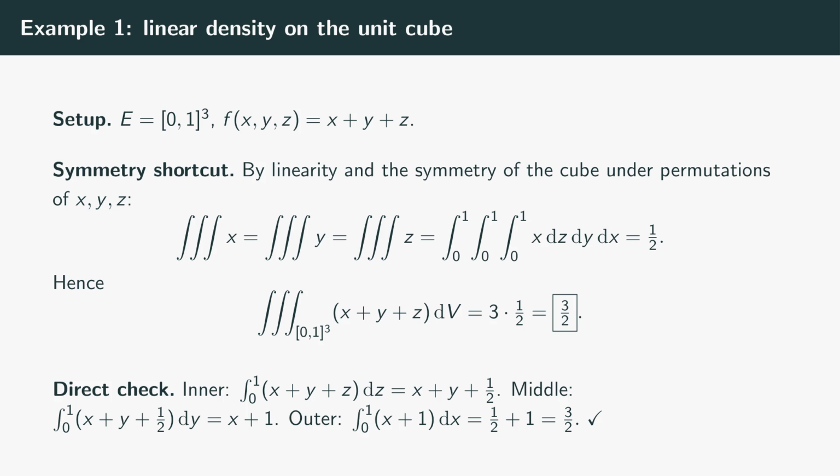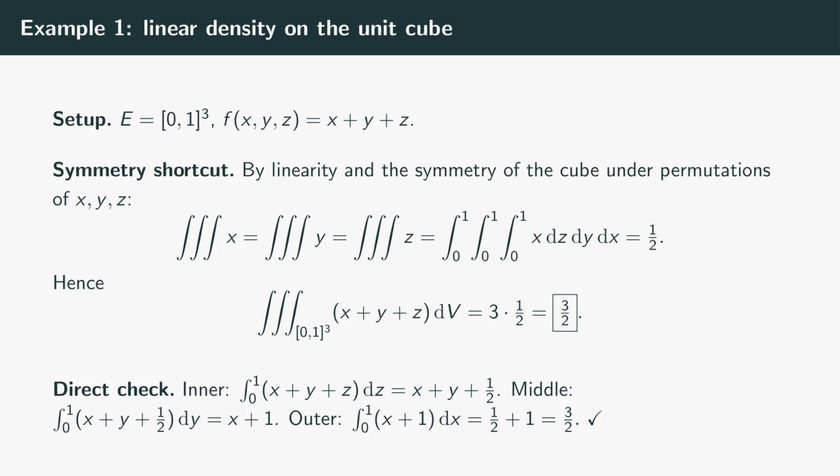Compute one. The triple integral over the unit cube of x dV equals the integral from 0 to 1 of x dx times the integral from 0 to 1 of dy times the integral from 0 to 1 of dz, which is 1/2 times 1 times 1 equals 1/2. So the full integral is 3 times 1/2 equals 3/2. Done. Now a direct check, the grinding way.